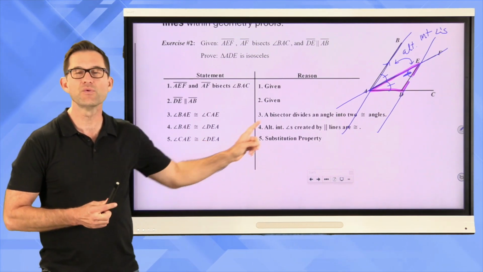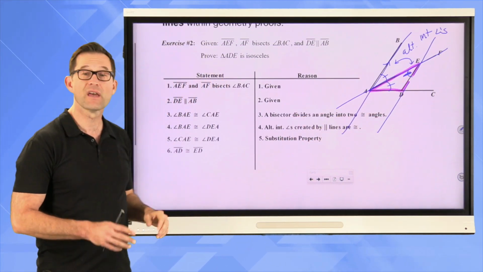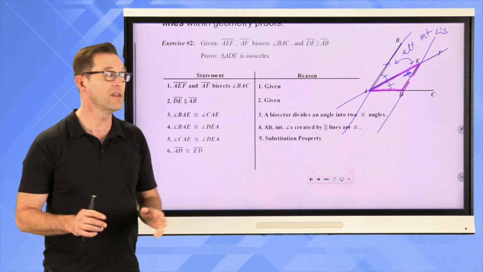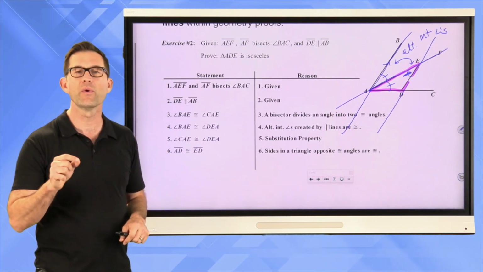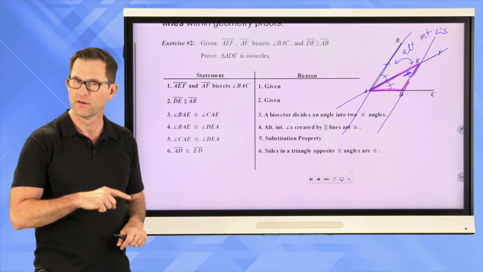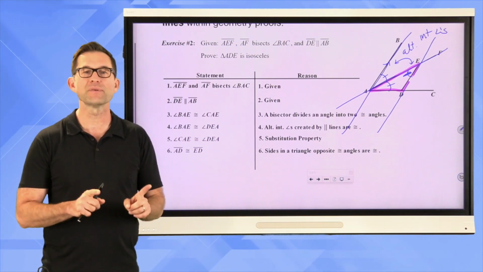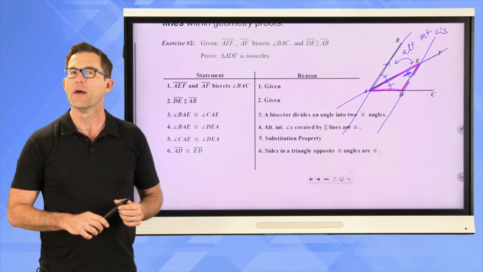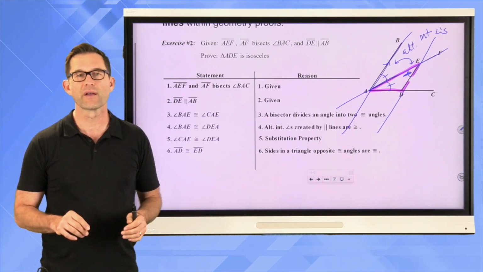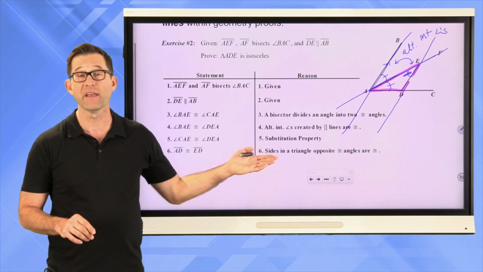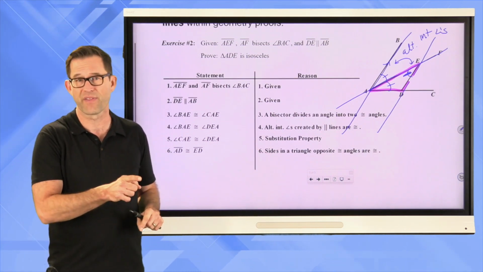Now that I've got those two angles congruent, the one here and the one here, I can now say that AD is congruent to ED because sides in a triangle opposite congruent angles are congruent. That's very important, that wording. Make sure you've got that in a triangle. You don't want to just say sides opposite congruent angles are congruent. And you certainly don't want to say base angles of an isosceles triangle are congruent. This is actually the reverse of that.